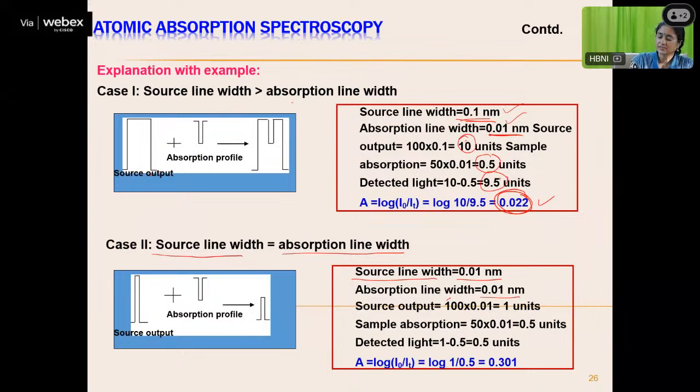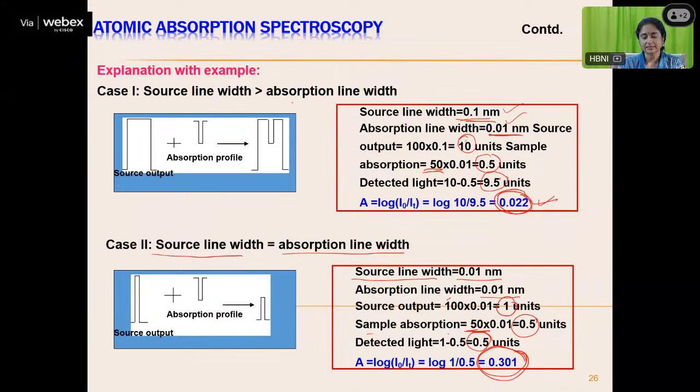Then when it is 100%, source output is 1 unit and sample absorption is 0.5 unit. So the IT is 0.5 unit. So in this case, you can see the absorbance is 0.301. So for the same concentration, same 50% absorption only, but when the source line width is more, then the absorbance you get is very less. But when the source output is similar to the absorption profile, then your absorbance is quite high.